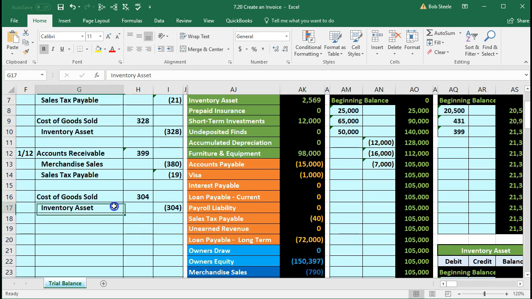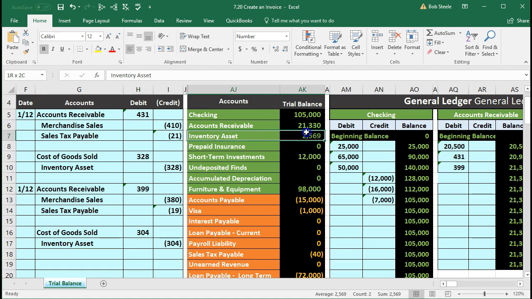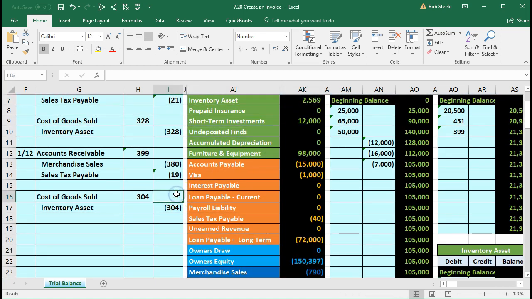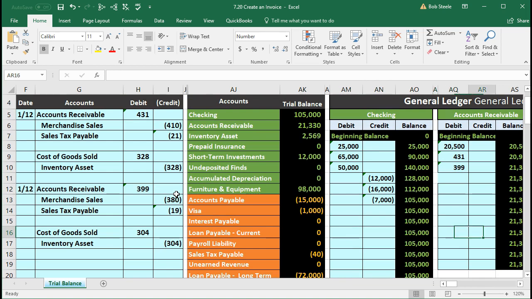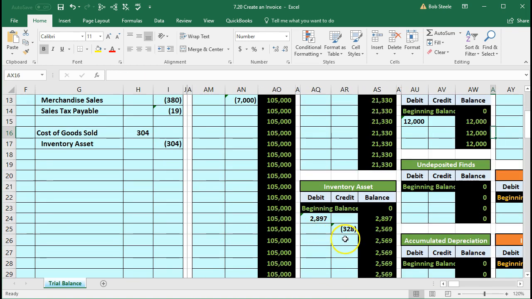Then we have the other side, the inventory asset. That's going to be the third account. So we're going to find the third account. We're going to scroll back over here. Inventory asset is going to be the third account, which I believe is down here. And it went down, so we're in cell AR26. AR26. And we're going to pull over that 304. So we're going to say that equals and point to that 304.